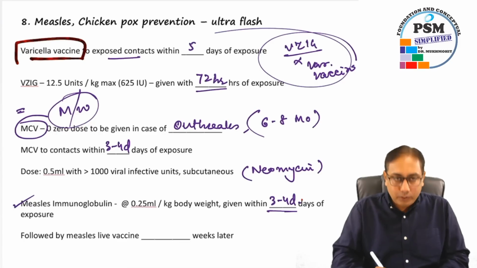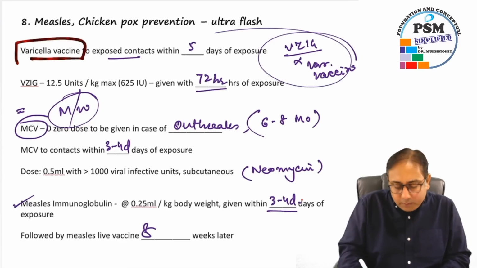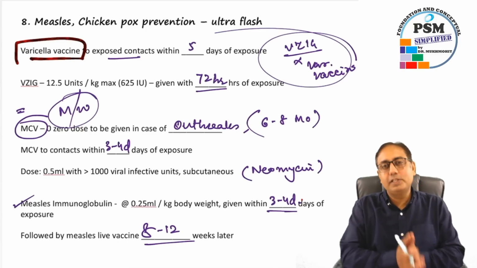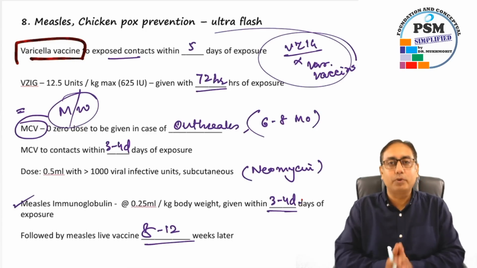It is given within 3 to 4 days, and followed by this we can give the measles vaccine 8 to 12 weeks later. Please note, measles vaccine is never combined with the measles immunoglobulin.